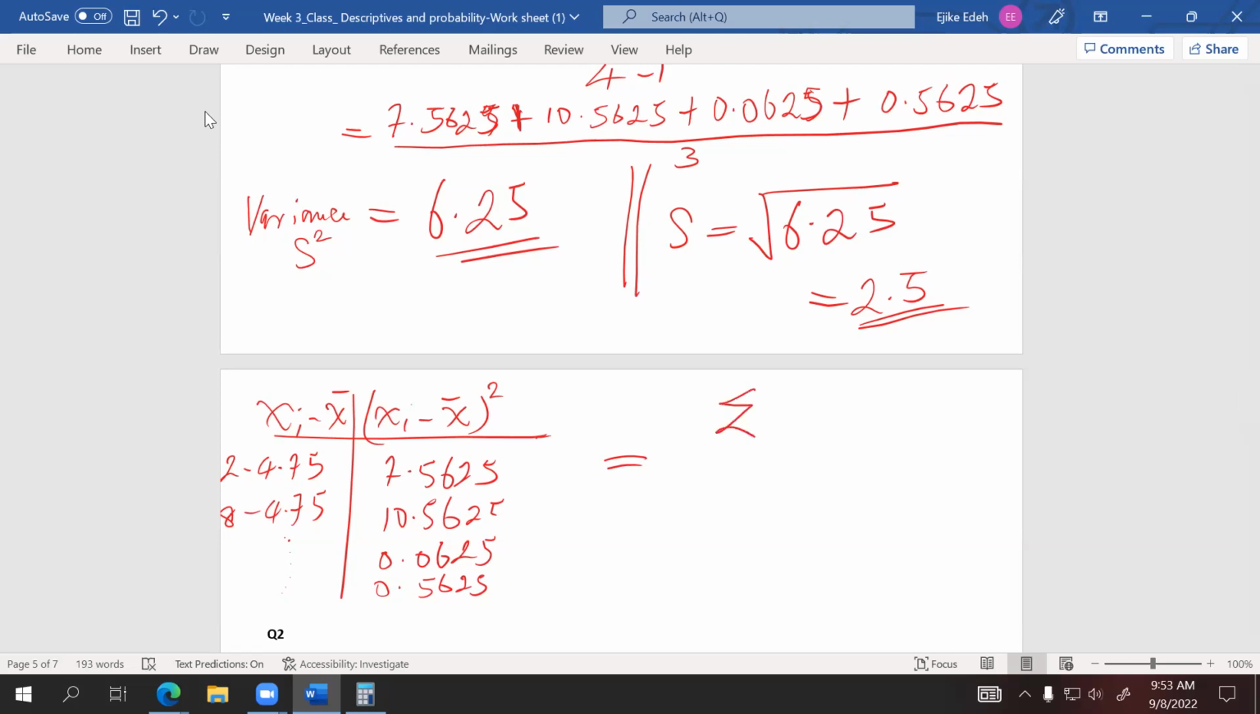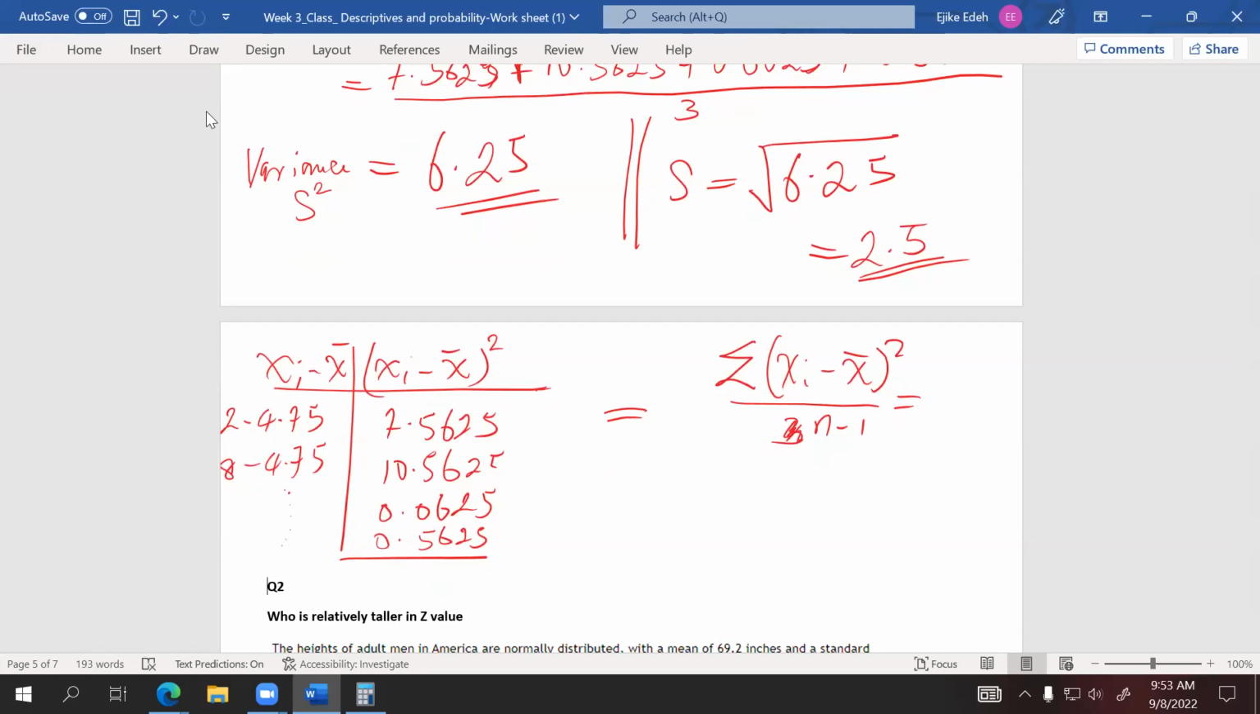The formula says that you should sum data minus the mean squared. That simply means sum this column. So if you sum this column, of course, you're going to get the value we got, and then divide by n minus 1. There are 4 data points, so your n minus 1 will turn out to be 3. I didn't write down the sum of this column, but you get what we're doing.